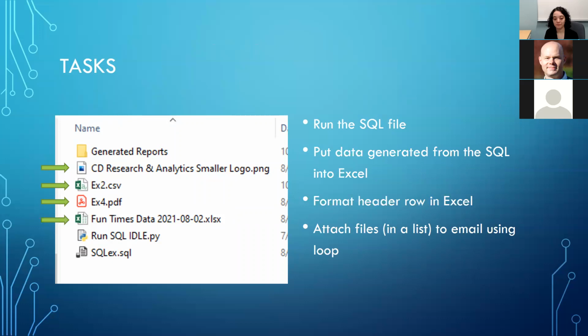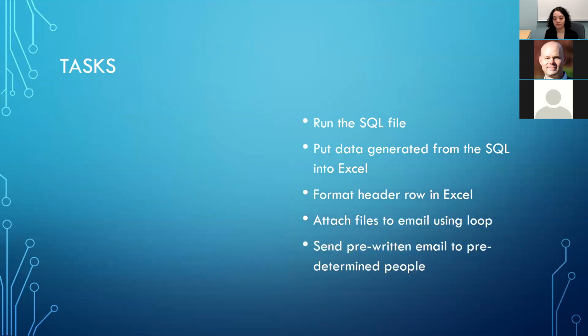The next step in the Python script is to attach 4 different files: the aforementioned Funtimes Data file, a PDF file for reference, as well as a useful CSV to help the end user with their request. The Research and Analytics logo is also gathered up in this process since it will be used in the pre-written email, which is sent to the user. Next, the program sends a pre-written email to a select group of people already defined in the script.